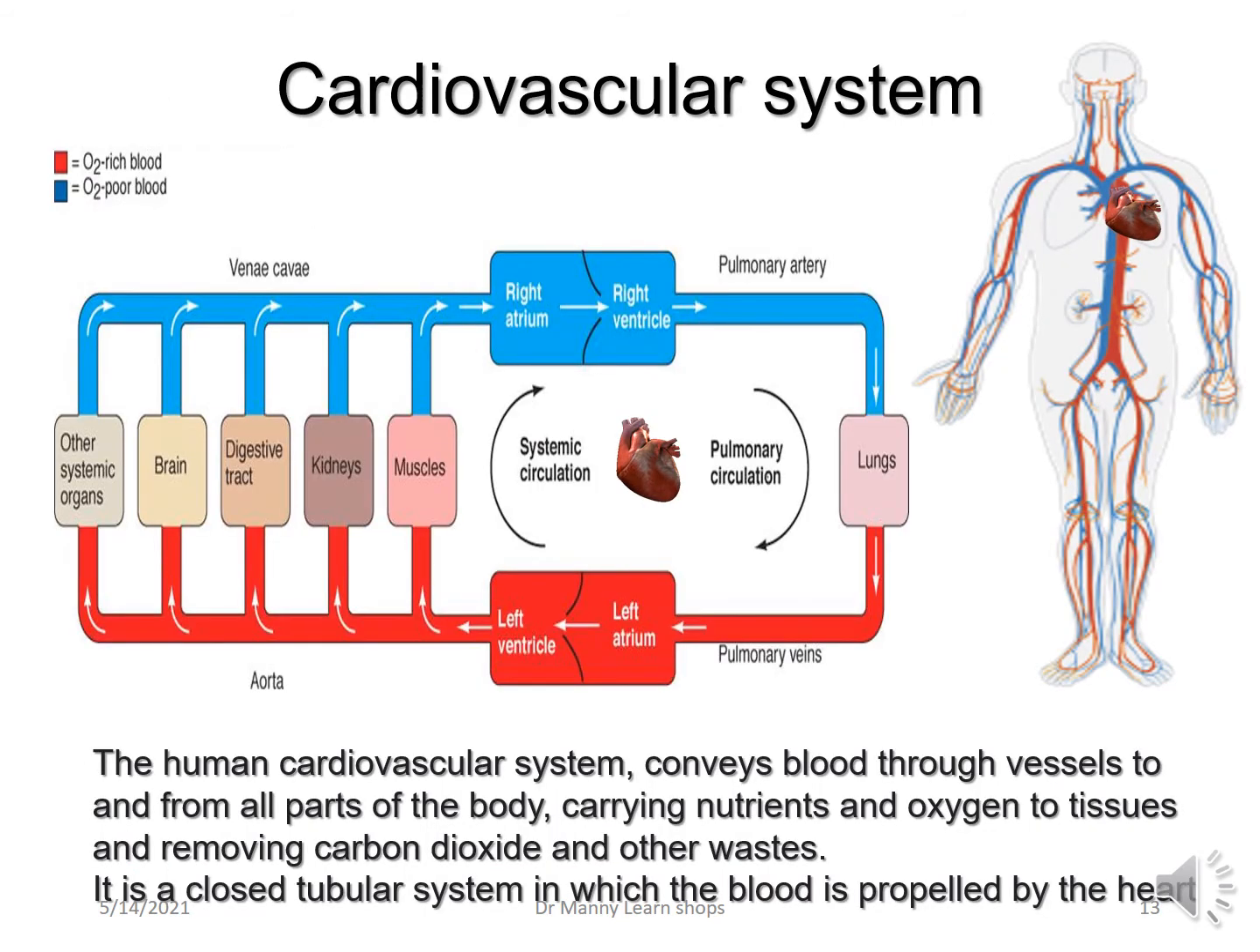Good, let's move on. Now let's review the cardiovascular system. The human cardiovascular system is responsible for conveying blood through vessels to and from all parts of the body, and the blood carries nutrients and oxygen to the tissues and also removes carbon dioxide and other waste products. It's considered to be a closed, tubular system in which blood is propelled by the heart. The heart is the pump.